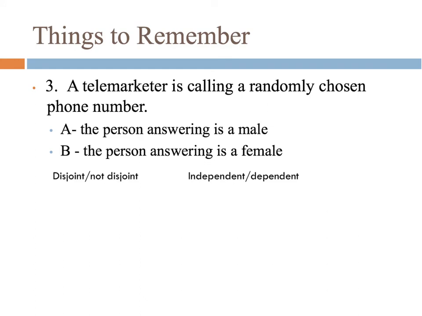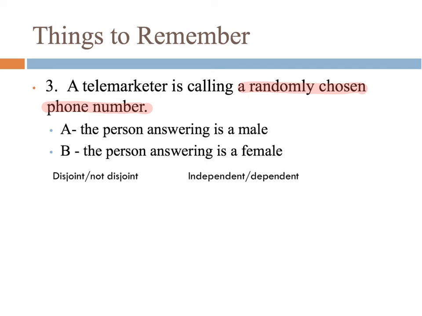For the last one, a telemarketer is calling a randomly chosen phone number. Event A, the person answering is male. Event B, the person answering is a female. So, first question is, are these disjoint? Notice that unlike the other two examples here, we are calling a randomly chosen phone number. I mean, we're just calling one number.